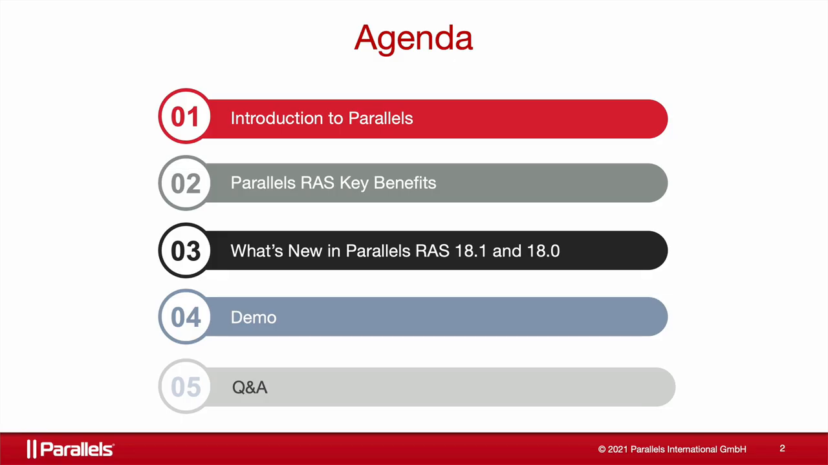We're going to start with an introduction to Parallels, just in case you haven't heard of us. Then we will very quickly go through some of the Parallels RAS key benefits. And then we'll talk about what's new in version 18.1 and a little bit about what was new in our previous release before that, version 18. We'll do a quick demo. And then I've got Q&A down here at the end.